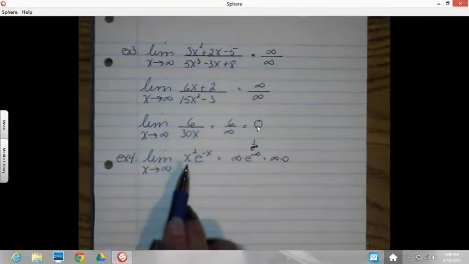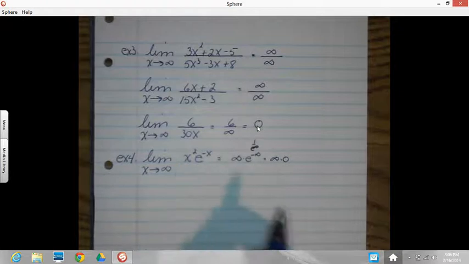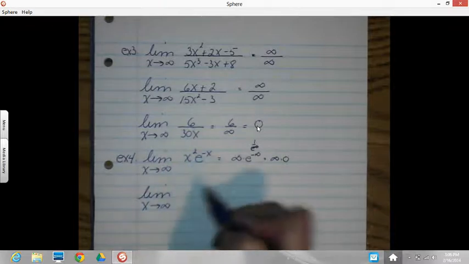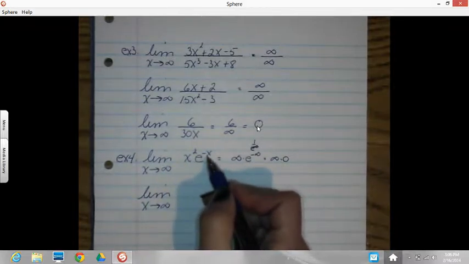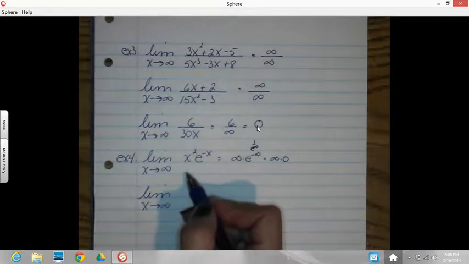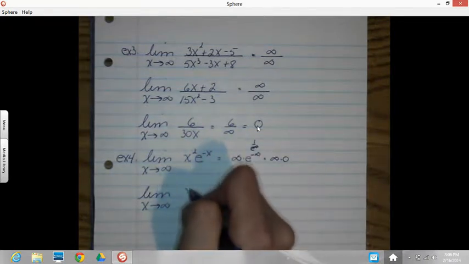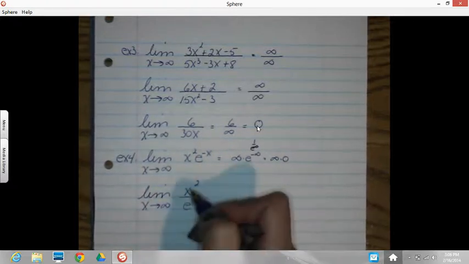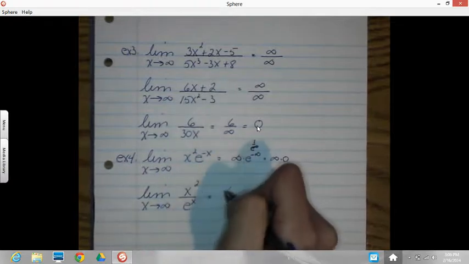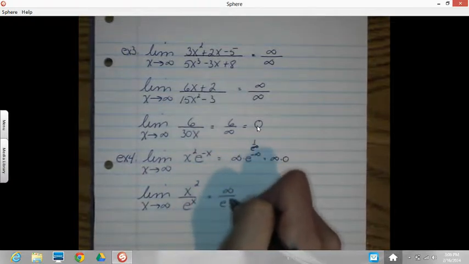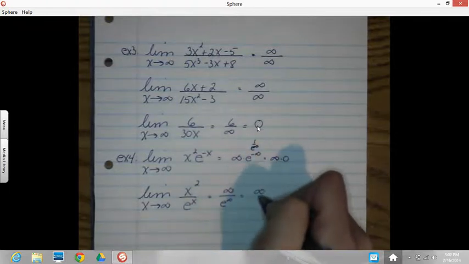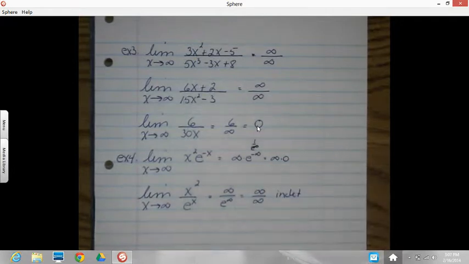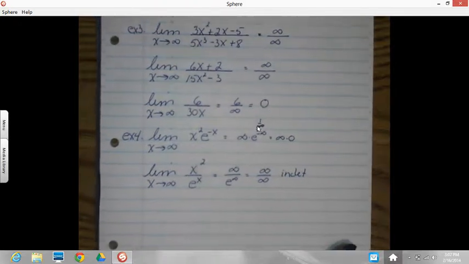So I need to be able to rewrite this so that I can make a fraction out of it. And I think you can see where this is headed. This negative exponent, if I stick it down in the bottom of a fraction, it becomes happy, and I've got a fraction to work with. So I'm going to go with x squared over e to the x. Now when I plug in the infinity, I get infinity over e to the infinity is still infinity. I get infinity over infinity, that's indeterminate. So you do have to show this indeterminate form, how it comes out, and then you can apply L'Hopital's rule.